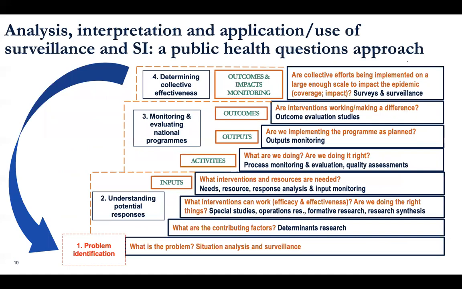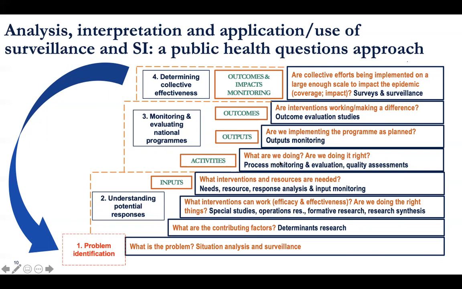Now, I just want to show you this to try and sum all this stuff up. We're looking here at, we can move from here. What's the problem? That's the situational analysis and surveillance. To try and understand this stuff, what interventions can work, what are the contributing factors. This is often based in research. This is kind of things that are known or in guidelines, what interventions are needed. These things cost stuff. You got to do the input planning and stuff.